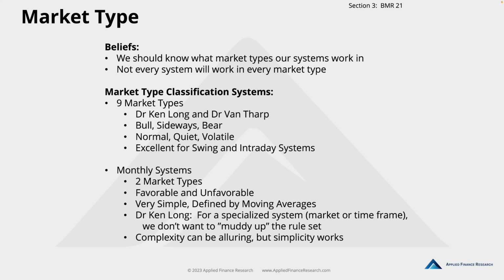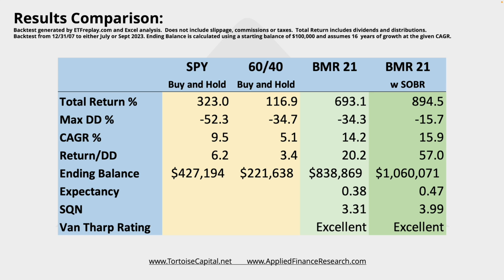And just in case we're not sure and we really love our complexity bias, let's just take a look at the results for BMR 21 and BMR 21 with sober. Now, I'm pulling these up because the rule sets for these systems use the very simple market type classification that we were just talking about, either favorable or unfavorable. And we can see for BMR 21, when we compare it to S&P buy and hold and 60/40 stock bond buy and hold, we have a huge outperformance on every metric across the board.